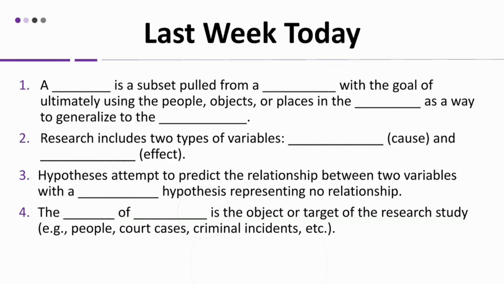The unit of analysis is the object or target of the research study. For example, people, court cases, criminal incidents, etc. That would be the units of analysis, or unit of analysis. We are going to be measuring how the independent variable affects those units of analysis. When we're talking about surveys, it's people, and then in criminal justice we can talk about cases, we can talk about police departments, we can talk about correctional facilities, prisons.